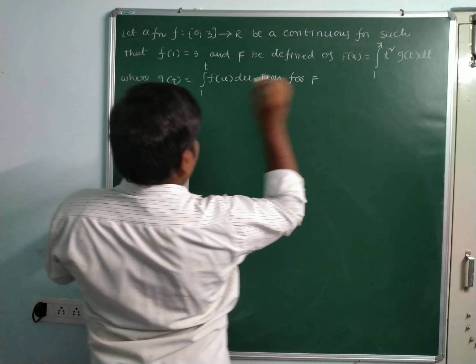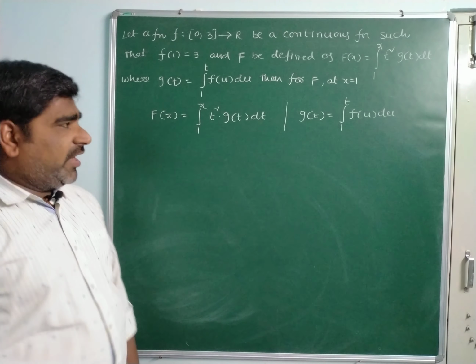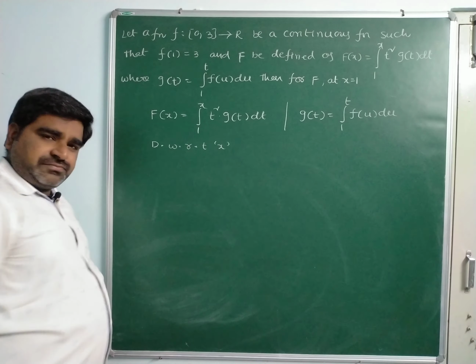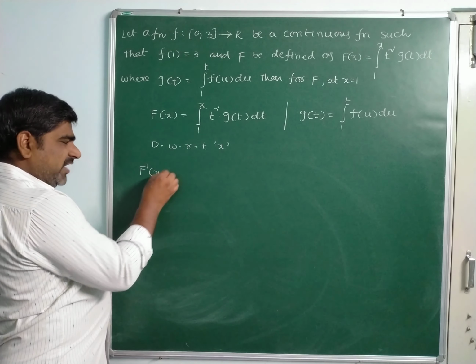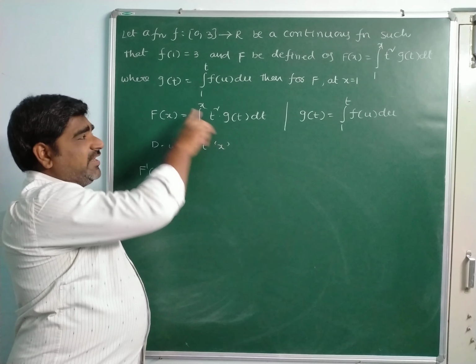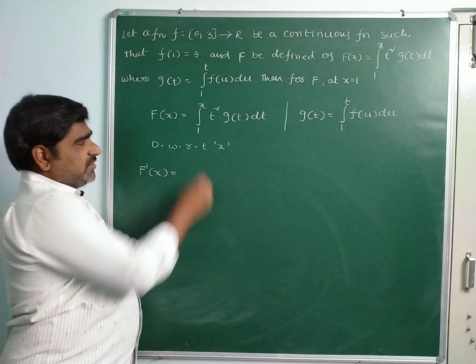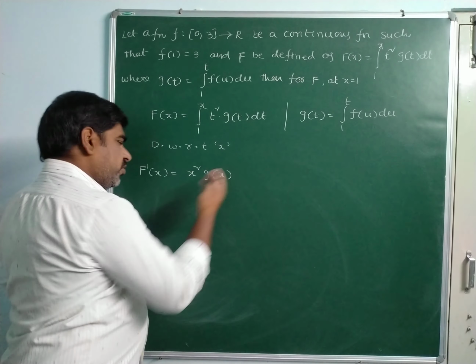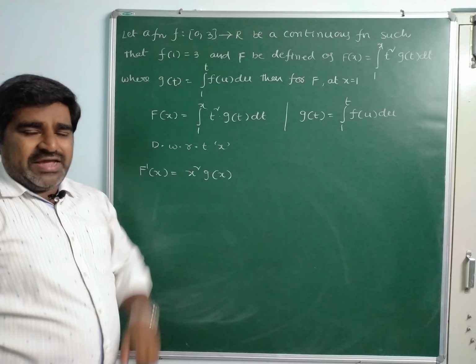Just listen carefully. F of x is equal to integral 1 to x t square into g of t dt. First differentiate with respect to x. F dash of x is equal to, which rule am I going to apply on the RHS? Leibniz rule again. Here the upper limit is x and the variable of integration is t, so in the variable of integration we substitute the upper limit. That gives x square into g of x into the derivative of the upper limit, which is 1, minus the lower limit part: 1 into g of 1 into the derivative of 1, which is 0, so no need to write it. So capital F dash of x is equal to x square into g of x.